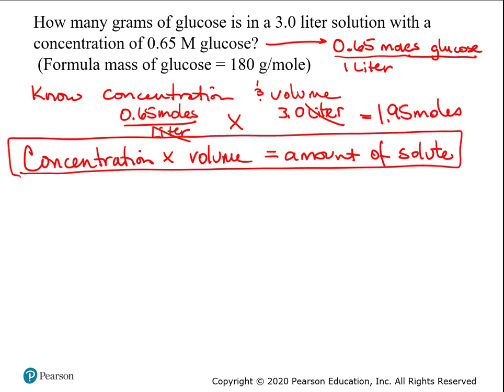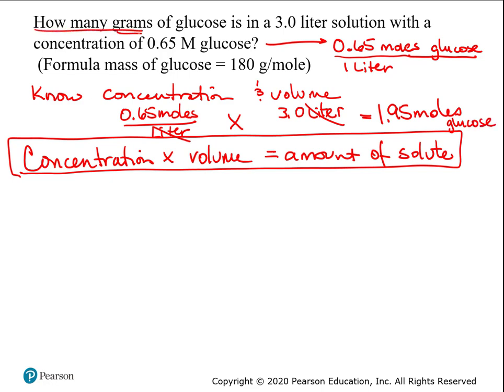Okay, so that's kind of like a step you want to remember. Concentration times volume equals the amount of your solute. You just have to make sure that the volumes are in the same units. You cannot multiply milliliters and liters. You got to make sure they're both in liters or both in milliliters. As long as they're in the same unit, then I know that those volume amounts will cancel and it'll tell me how much of my solute that I have. So now I know that I have 1.95 moles of glucose.